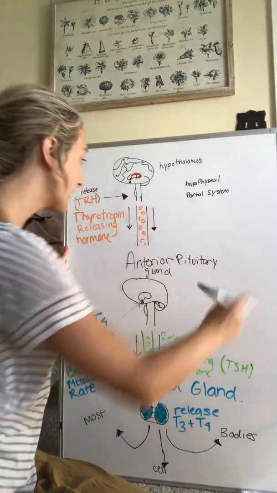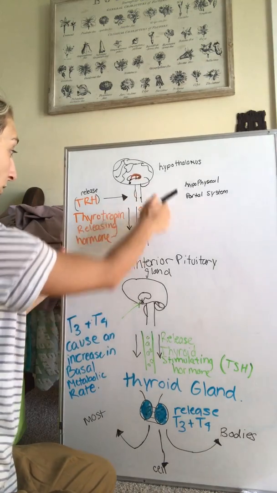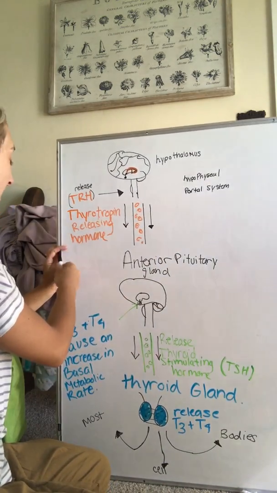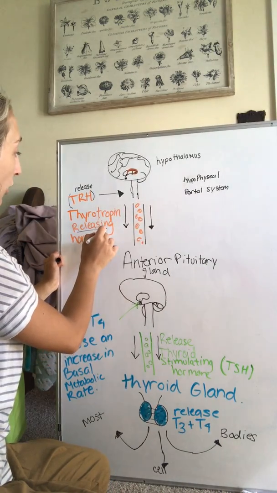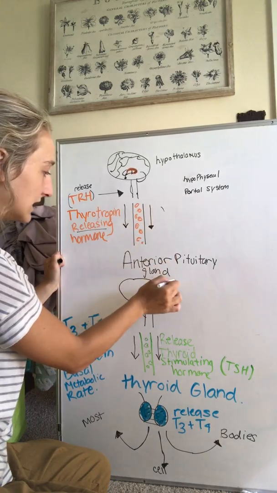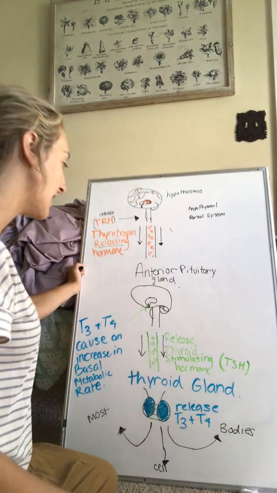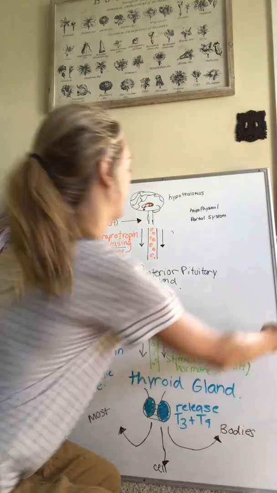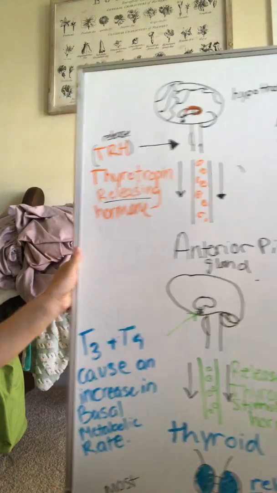Then the thyrotropin releasing hormone is going to enter into the anterior pituitary gland. It's easy to remember, because the name even says it: the hormone is releasing into the anterior pituitary gland. And once it hits the anterior pituitary gland, you'll be able to see the brain again. If I bring it up a little bit more, you can kind of see that.